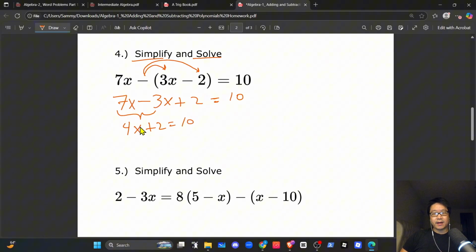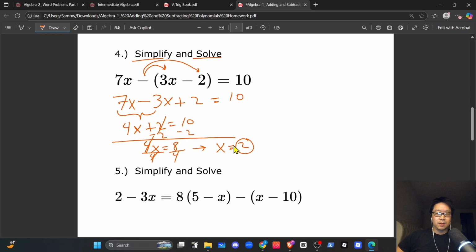We're going to isolate x to the left side by doing inverse operations. We're going to subtract 2 from both sides. And when we do that, we get 4x equals 8. Then we're going to divide both sides by 4 to fully isolate x. That's going to give us an x value of 8 over 4, or 2. 8 divided by 4 is 2. So x equals 2 is going to be our answer.